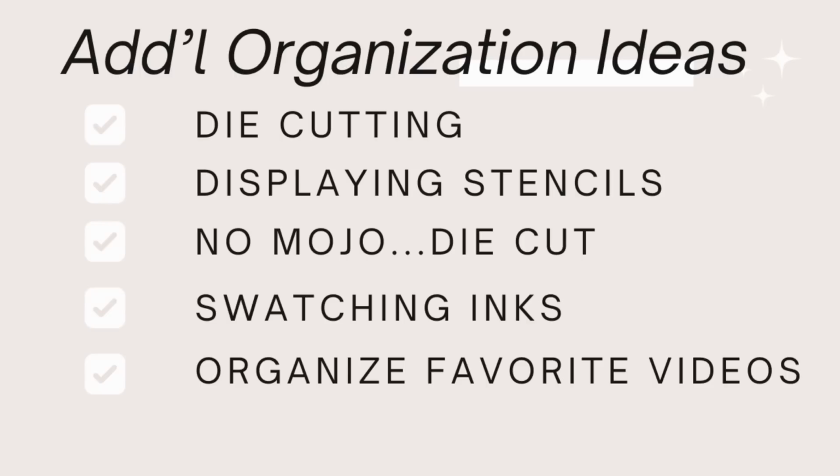The first one is die cutting. This is both organizing them into category based on little envelopes, or if you have no mojo, just go sit and die cut a bunch of stuff. You're gonna love it, and you're gonna have it for use when you're ready to sit down and craft. Another thing is to display your stencils. If you like things out and about, you can put them on rings, sort of like those shower rings, and have them hung near you so you can see and thumb through quickly.